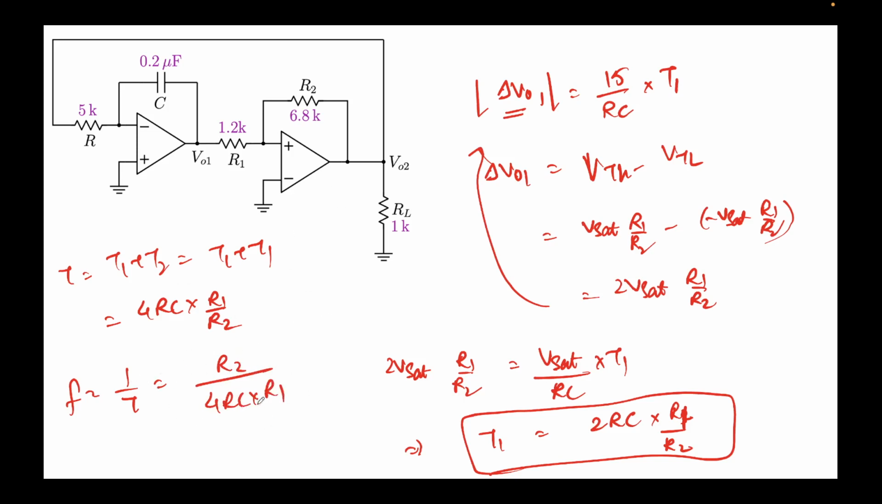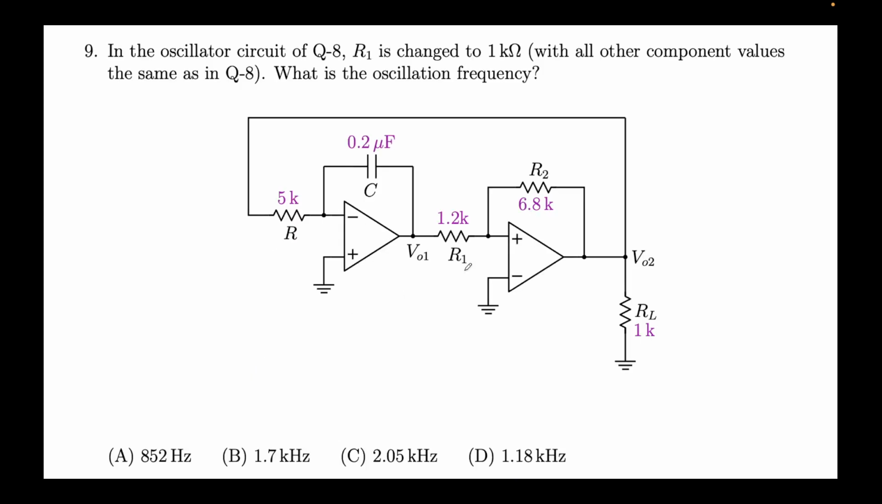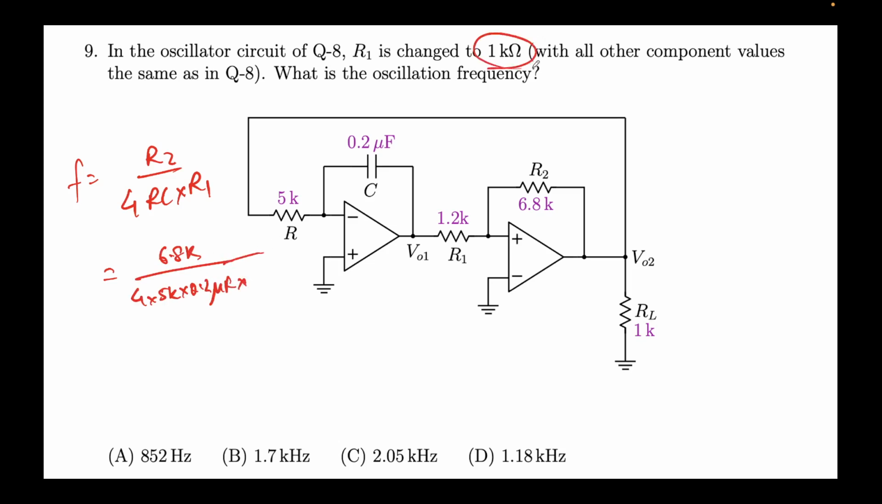So this is the expression for this problem. All right, now we'll just plug in these values and find out anything that we want. So F equal to R2 over 4 RC times R1. R2 is 6.8k. The value of R remains 5k, C remains 0.2 microfarad, times R1. Now note, R1 has changed to 1k. Earlier it was 1.2k.